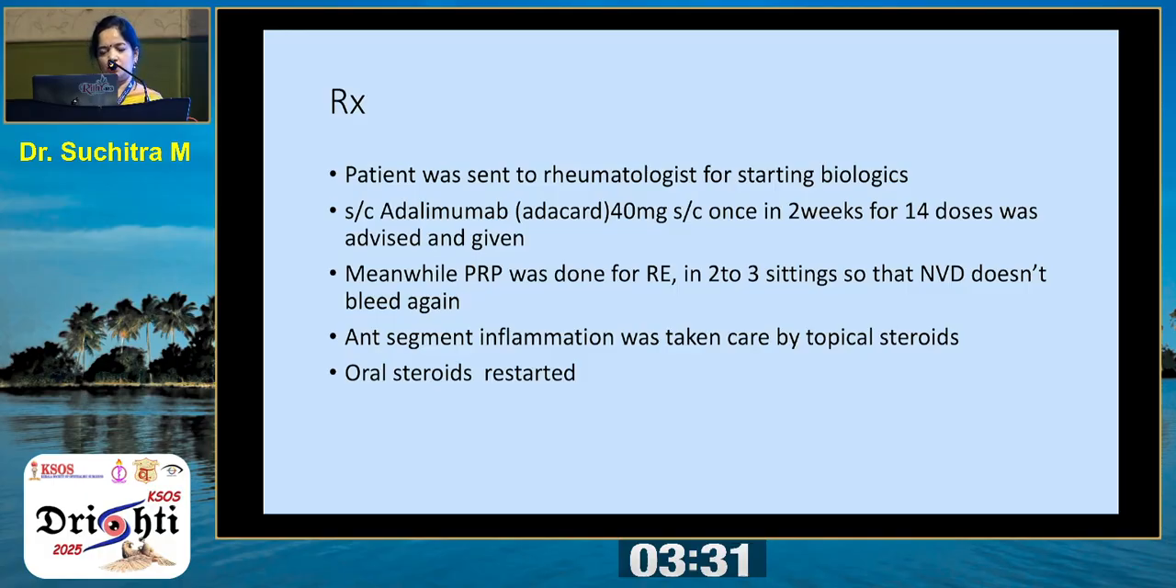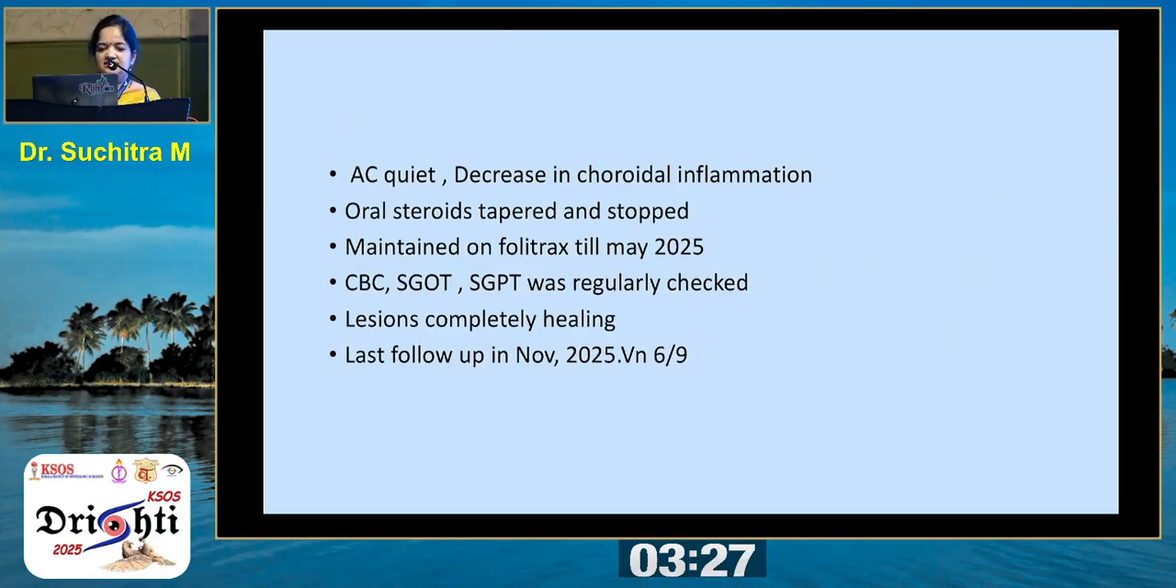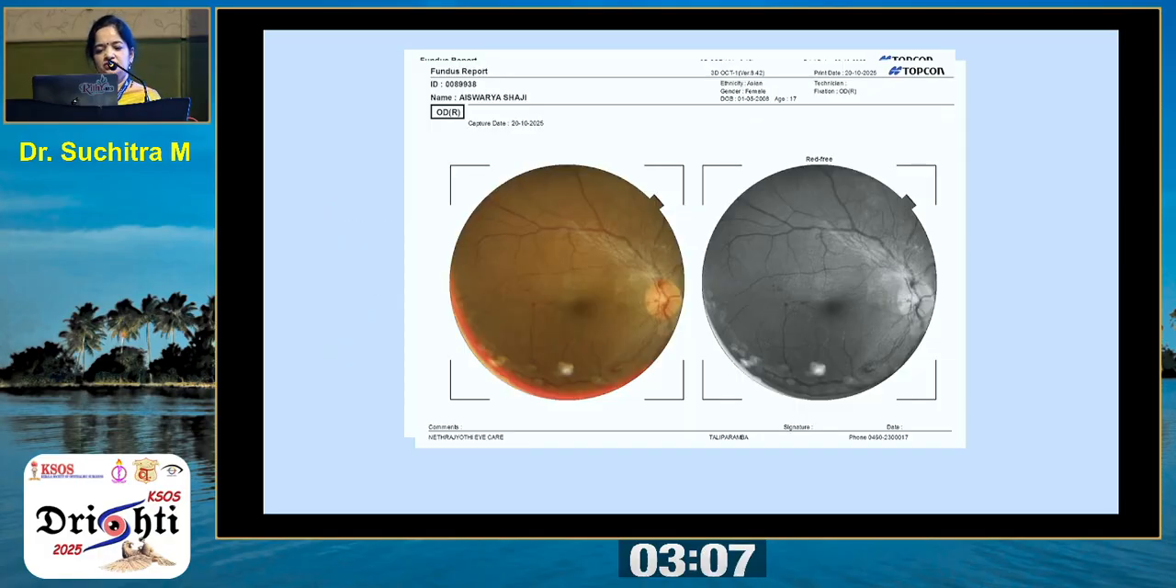Anti-inflammation was carried out with topical steroids, and oral steroids were restarted, and now everything has settled. Choroidal inflammation came down and the AC became quiet. We tapered the oral steroids once the inflammation came down, and we maintained her on immunosuppressants till May 2025. Blood investigations were absolutely normal throughout. The lesions completely healed.